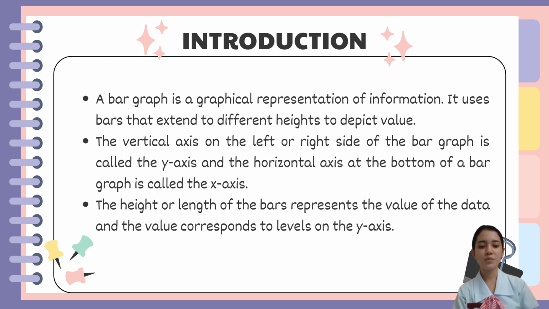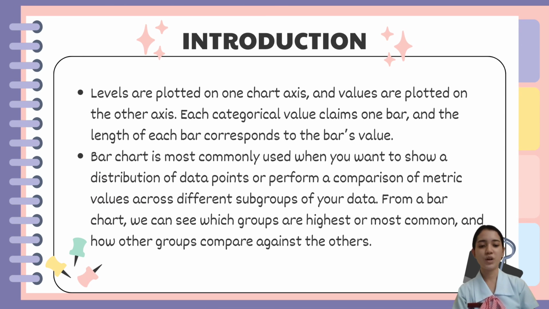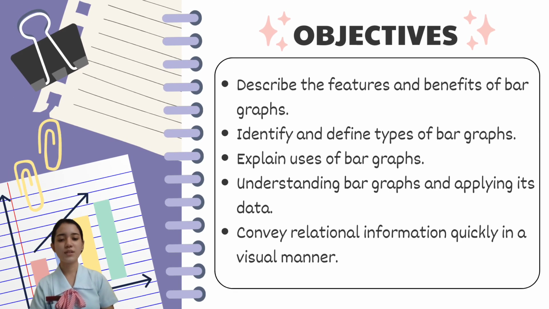The height or length of the bars represents the value of the data, and the value corresponds to levels on the y-axis. Levels are plotted on one chart axis, and the values are plotted on the other axis. Each categorical value claims one bar, and the length of each bar corresponds to the bar's value. A bar chart is most commonly used when you want to show a distribution of data points or perform a comparison of metric values across different subgroups of your data. From a bar chart, we can see which groups are highest or most common and how other groups compare against the others.